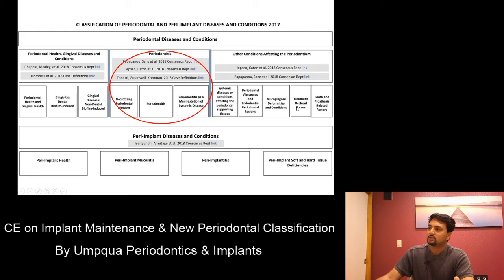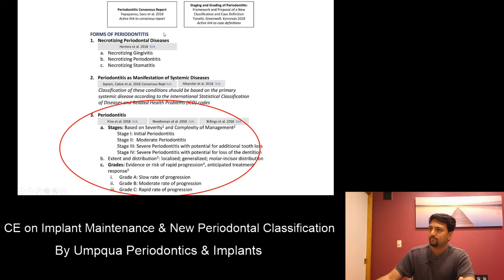The third subcategory also, there has not been much change other than a new classification for the gingival recession under mucogingival deformities and conditions. Traumatic occlusal forces replace the older term of excessive occlusal forces. So the main area of change is the middle portion, periodontitis. So let's look at that.